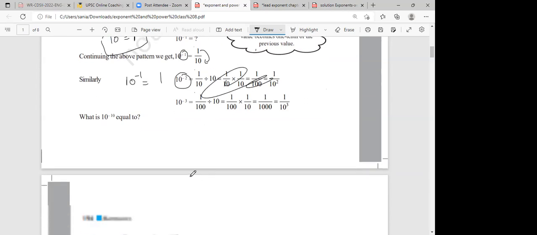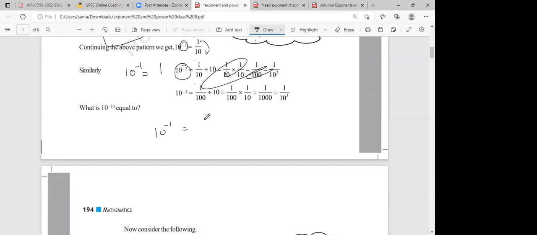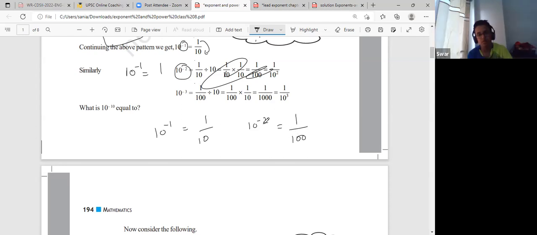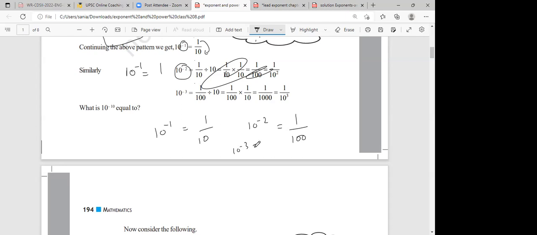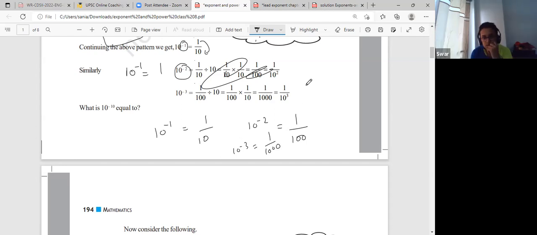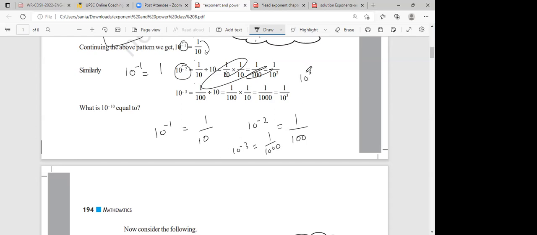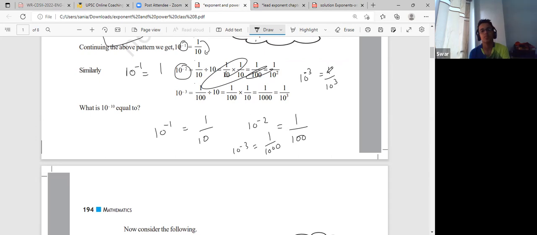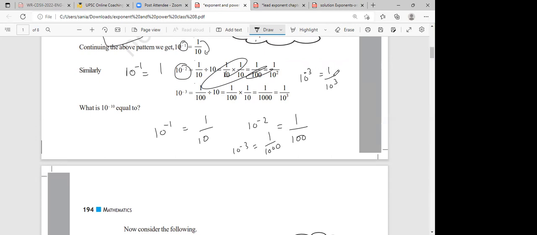For example, 10 raised to the power minus 1 is 1 upon 10. If it is 10 raised to the power minus 2, then it is 1 upon 100, because 2 zeros will be counted. If it is 10 raised to the power minus 3, then it is 1 upon 1 followed by 3 zeros. That's it. Minus means that you have to keep it in division form. So you can either write 10 raised to the power minus 3, or you can write 1 upon 10 raised to the power 3. Okay, ma'am. Clear?